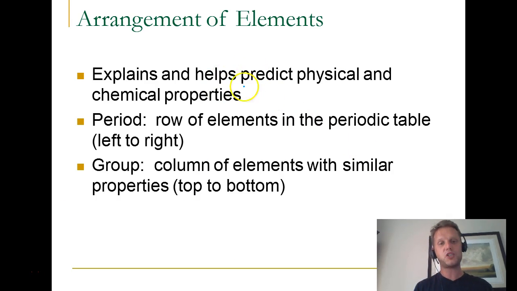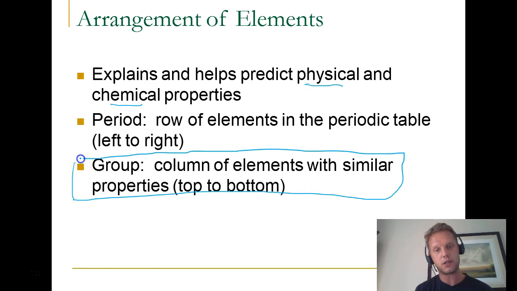So when we arrange those elements on the periodic table, it helps us explain and predict the different physical and chemical properties of those elements. This means that if we know that an element is somewhere on the periodic table, we can predict what its chemical and physical properties are going to be by looking at the other elements around it. The periodic table is divided up into periods, which go from left to right, and groups, which go up and down. Groups have similar properties. So up and down things have similar properties.